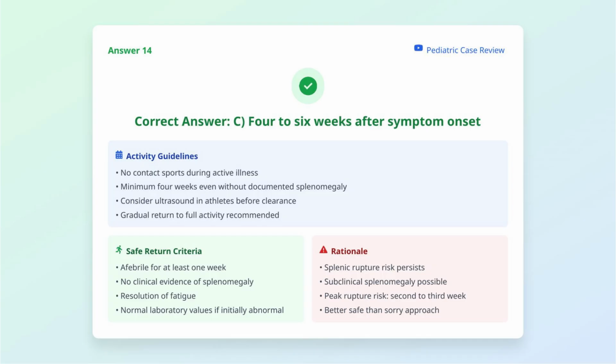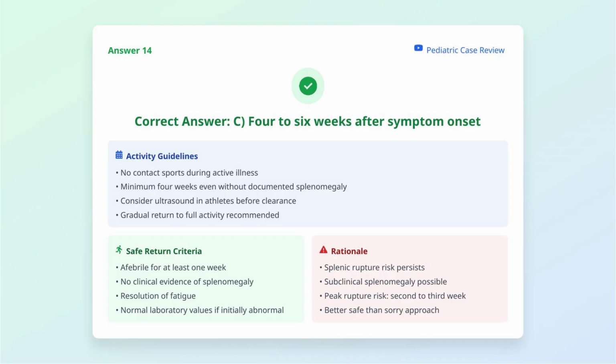Activity guidelines for athletes with infectious mononucleosis recommend no contact sports during the active illness, with a minimum restriction period of 4 weeks, even without documented splenomegaly. Many clinicians consider performing ultrasound in athletes before clearing them to return to sports. A gradual return to full activity is recommended rather than immediate resumption of full participation.